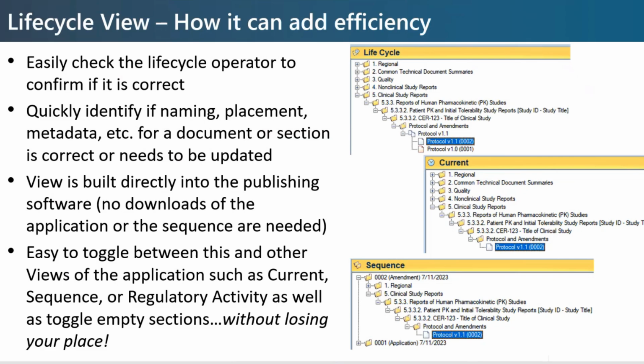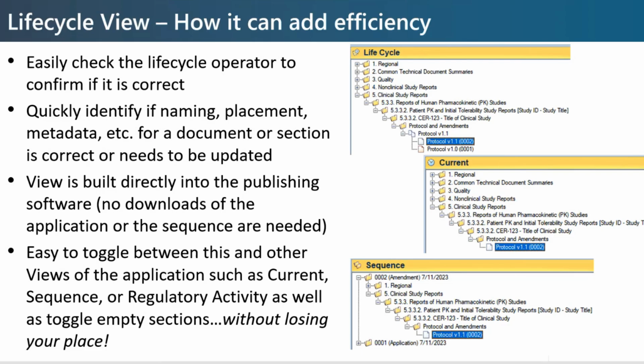There's also the ability to switch to different views, such as the current view, which will only show all of the current information, nothing that was replaced. The individual sequence view, which will only show files and sections in the current sequence. Or you could switch to regulatory activity view. And there's no need to download or refresh the application or load into a separate viewer in order to do this. It's all right there available within GlobalSubmit Review.